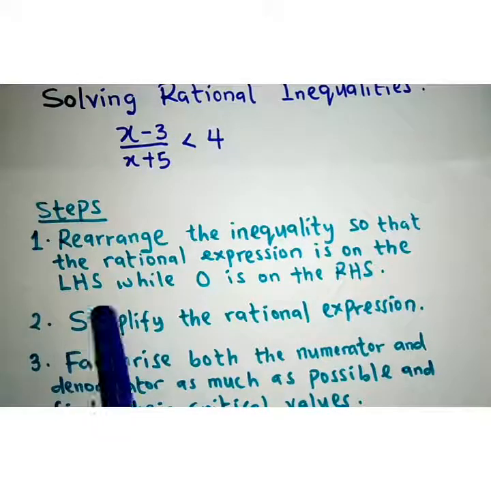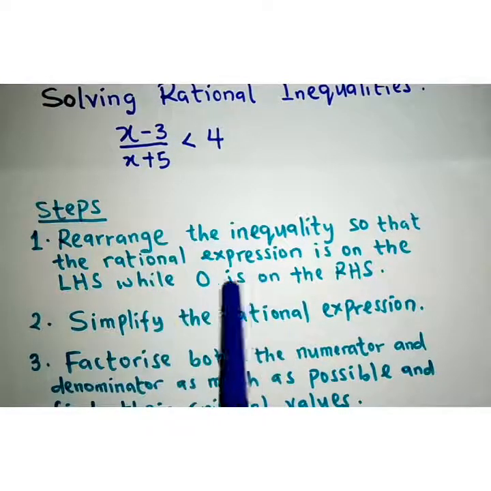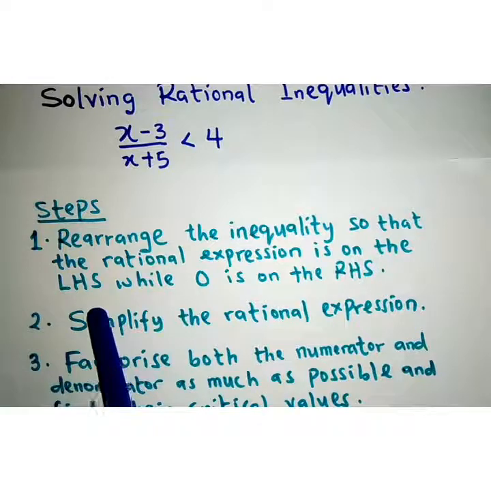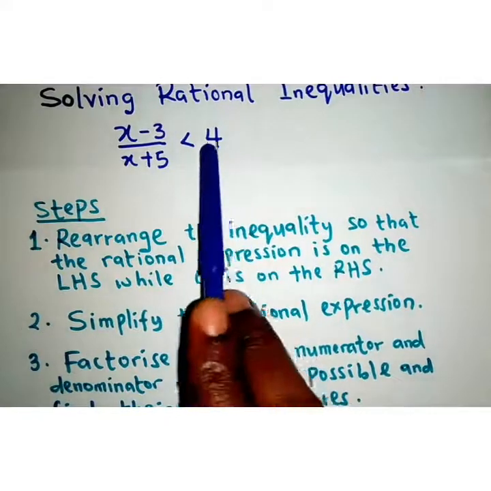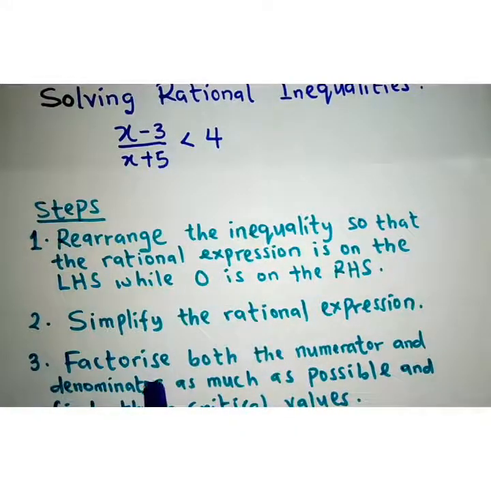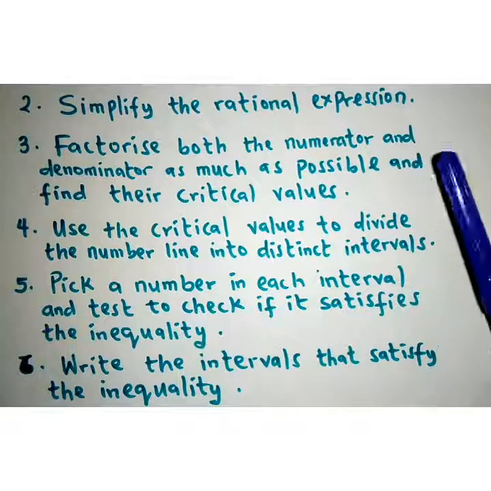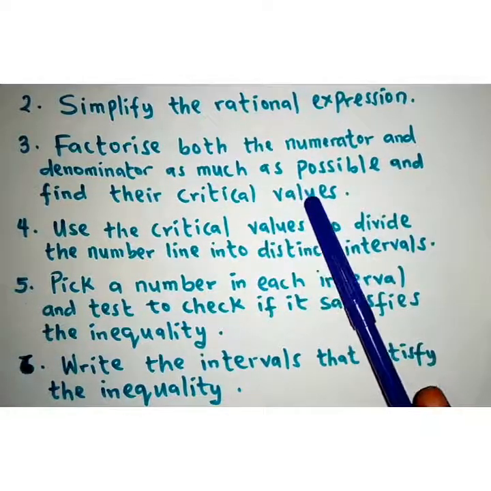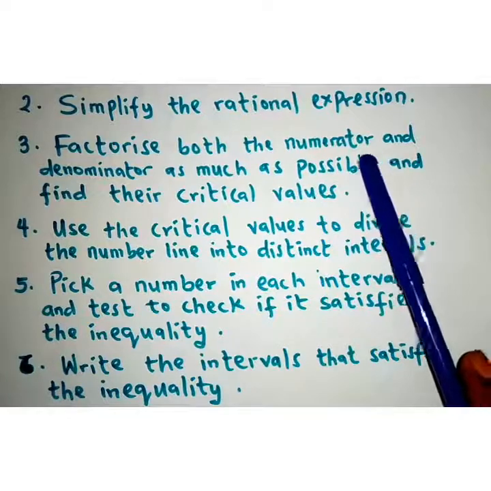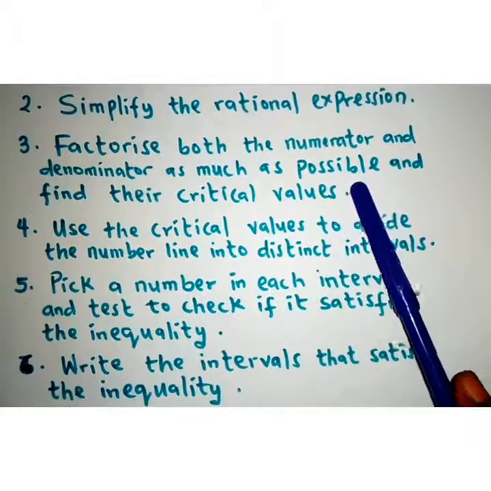So firstly, we will rearrange the inequality so that the rational expression is on the left-hand side, while 0 is on the right-hand side. And then we simplify the rational expression to form a single fraction. Then we factorize both the numerator and denominator and then find their critical values. That is where the numerator and denominator are equal to 0.